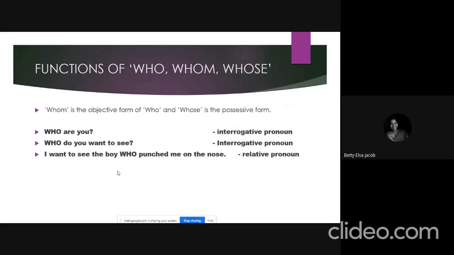Moving on to the functions of who, whom, and whose. We have mentioned the usages of who and whom very often in the previous classes. We know that whom is the object pronoun of who. Who refers to the subject. Okay, who is always a subject pronoun, and whom is an object pronoun. Now, that's why we say whom is the objective form of who, and whose is the possessive form. Now, in the following sentences, we will try to identify the function. Who, whom, or whose will always be pronouns. Okay, they can never be adjectives. They'll always remain as pronouns.